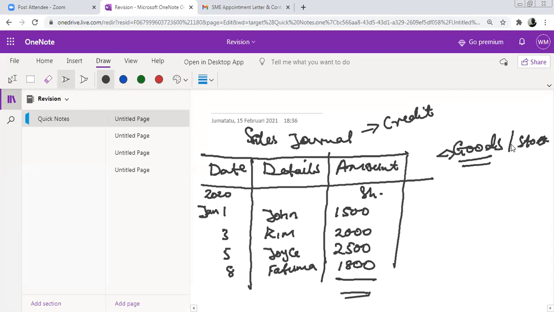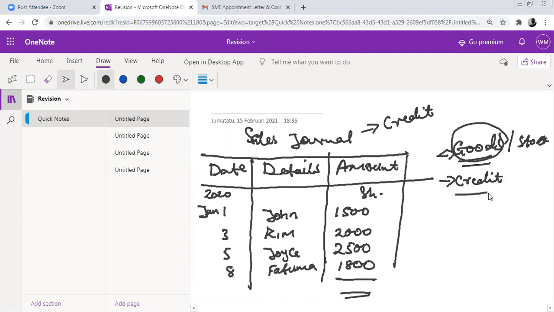When you buy them on credit, you record them in the purchases journal. When you sell them on credit, you record them in the sales journal. When they are sold and returned by the customers, you record them in the sales returns. When we buy them and at some point we return them, they are known as the purchases returns, and we record them in the purchases returns journal. So the key thing is they must be goods, and the other factor is that they must be on credit.